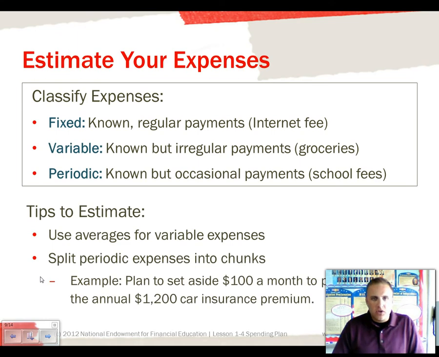So some tips to estimate your expenses. Use an average for a variable expense. Use what you might spend on average in a given month for groceries, or an average in a given month for putting gas in your car. And then secondly, split the periodic expenses into chunks. If we know that I have to pay $1,200 a year for my car insurance, we'll split that chunk up into 12 months, and now you have $100 a month to pay.